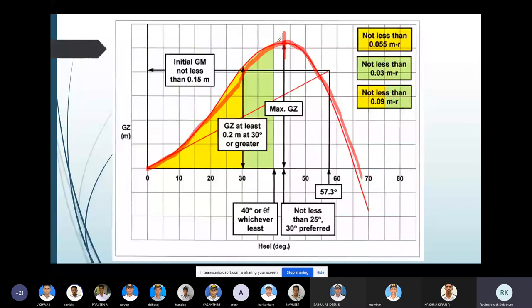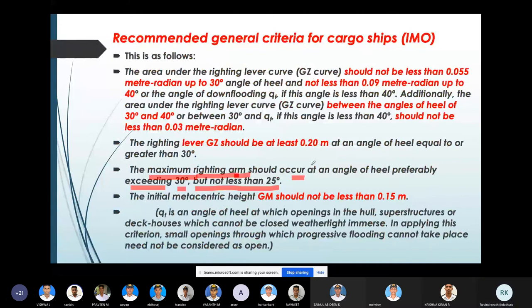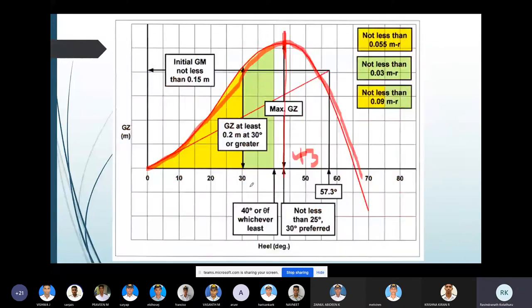Here it is occurring at this point. From here, if you drop a vertical, you have to see at which angle it is occurring. Here it is occurring somewhere at 43. So that is the requirement. The max peak has to occur at more than 30 degree, but not less than 25 degree. So here at our point, it is occurring at 43.